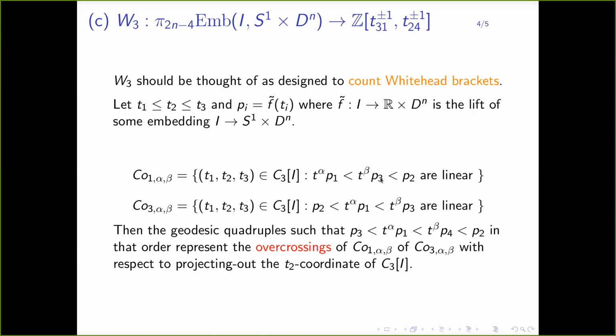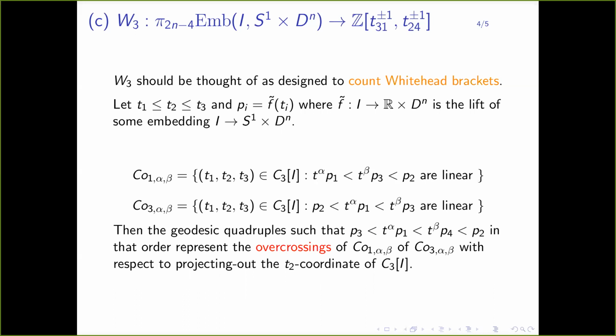So there's P1, P2, and P3. And so T to the alpha means use a covering transformation of R cross Dn as a covering space over S1 cross Dn. So we've got these triples that are on a line in that form.